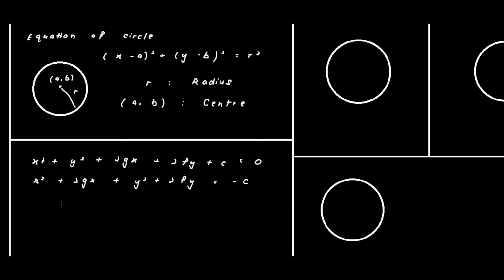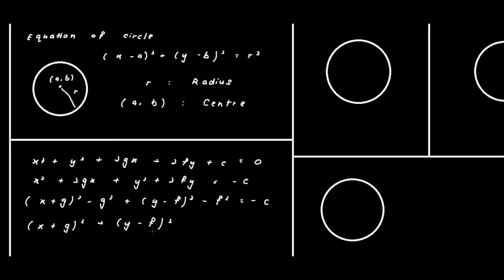Now what do you need to do? You need to complete the square. For x squared plus 2gx, after completing the square you get (x plus g) squared minus g squared, because 2g divided by 2 gives g. At the same time, for the other side, you have (y plus f) squared minus f squared equals negative c. When you rearrange the whole thing, you will have (x plus g) squared plus (y plus f) squared equals g squared plus f squared minus c.